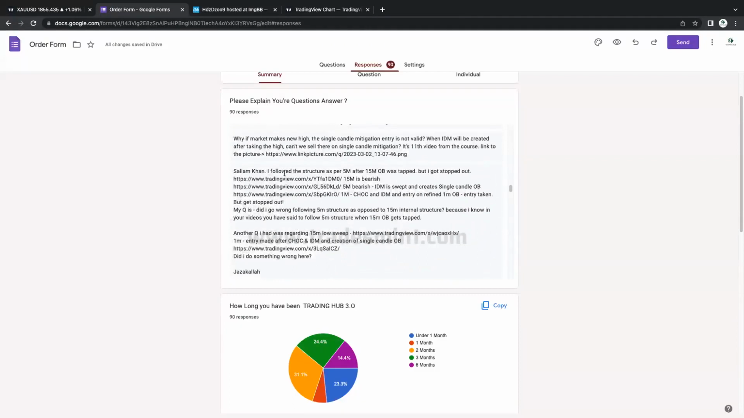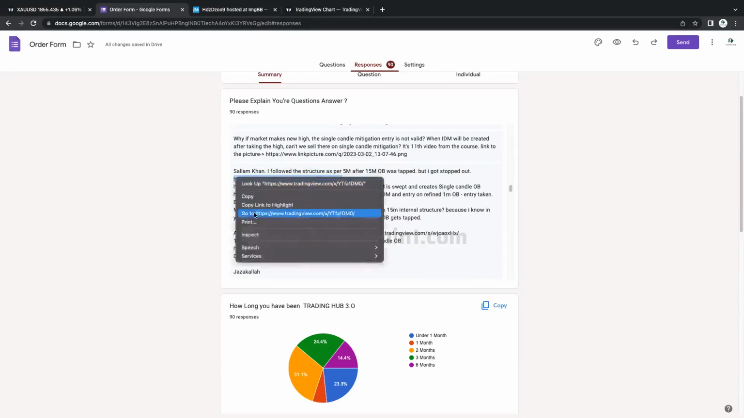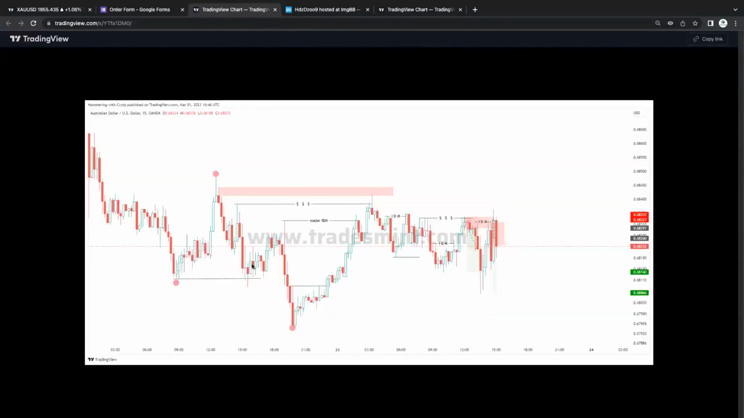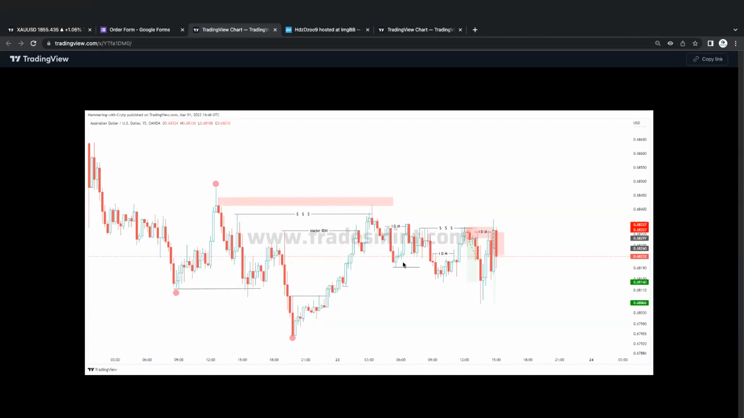The next question: Salam, I follow the structure on M5. Okay, let's open this chart. Higher high, higher low. Okay, Mysore, IDM, okay, liquidity tapped and push downside. Yes, sir. IDM taken out, push downside, breakout, and is this IDM or not? This one. See, push downside, breakout. This candle taken out the liquidity. If a candle closes below it, this can be a single candle order block. Take profit is here, measure like this.